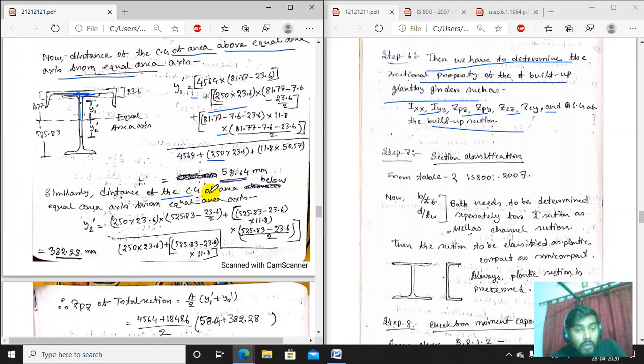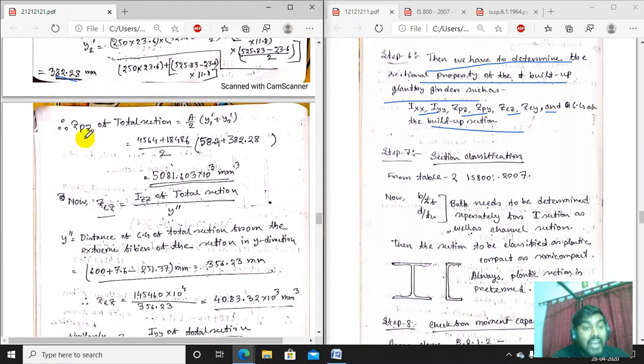Similarly, the distance of the CG of the area below the equal area axis. Similarly using the formula, that is only for that portion. Area into the distance from the moment to here, plus area from the moment. So I think you know how to find out the y2 dash. I have shown it in the previous section also. So we are getting 382.28. These are the two values of y1 dash plus y2 dash.